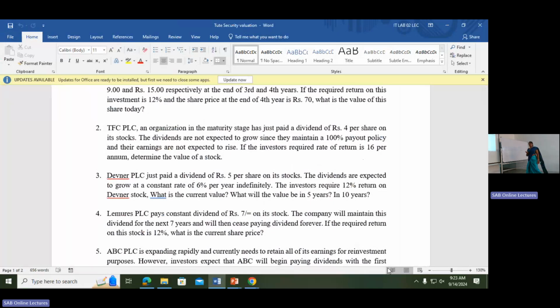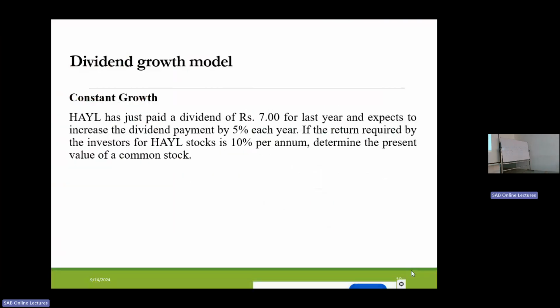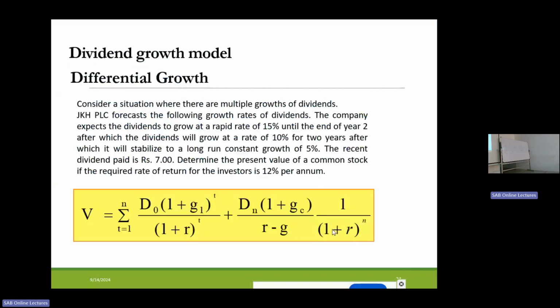Right. Next model. So this is zero growth and constant growth, which we have discussed. So the next one is differential growth. In practice, you will have more than one growth rate, not only zero, not only constant.